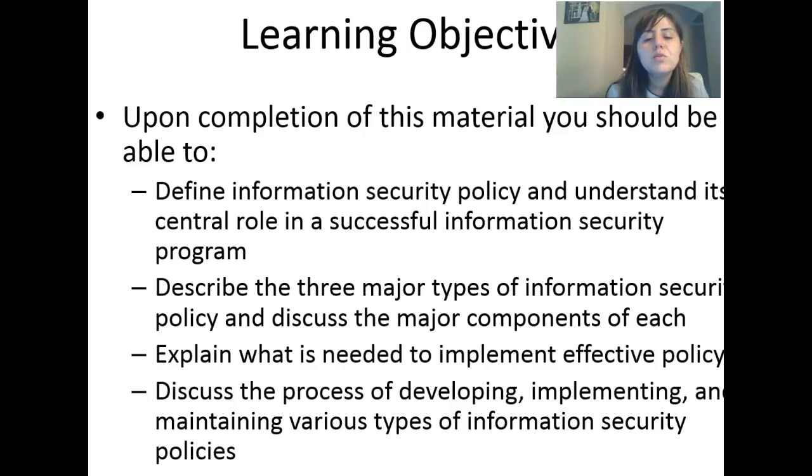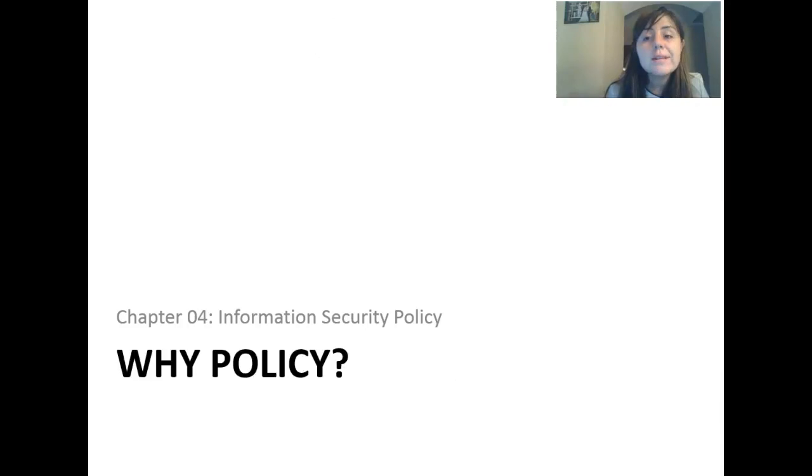You should also be able to learn what is needed in order to implement an effective policy in an organization, and discuss the process of developing, implementing, and maintaining various types of information security policy in a company. So let's see, what is a policy? Why do we need to have a policy in our organization?